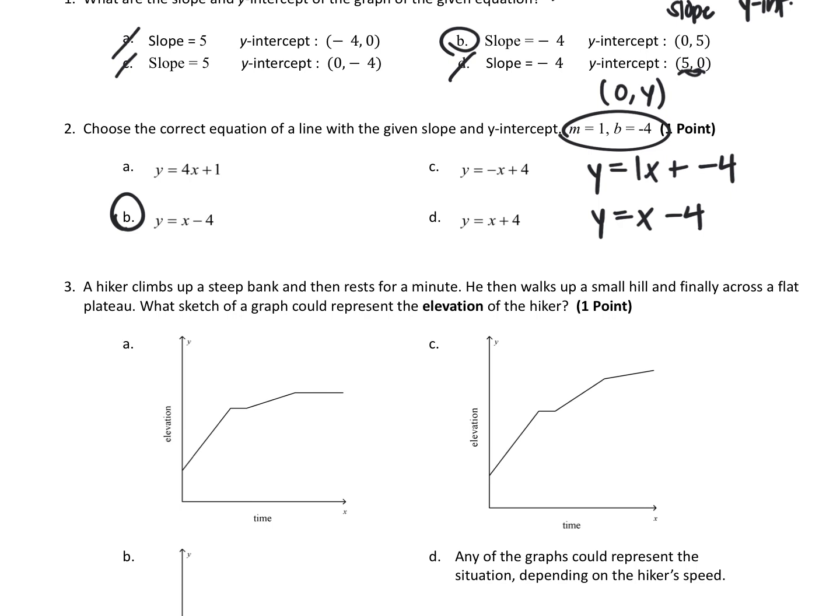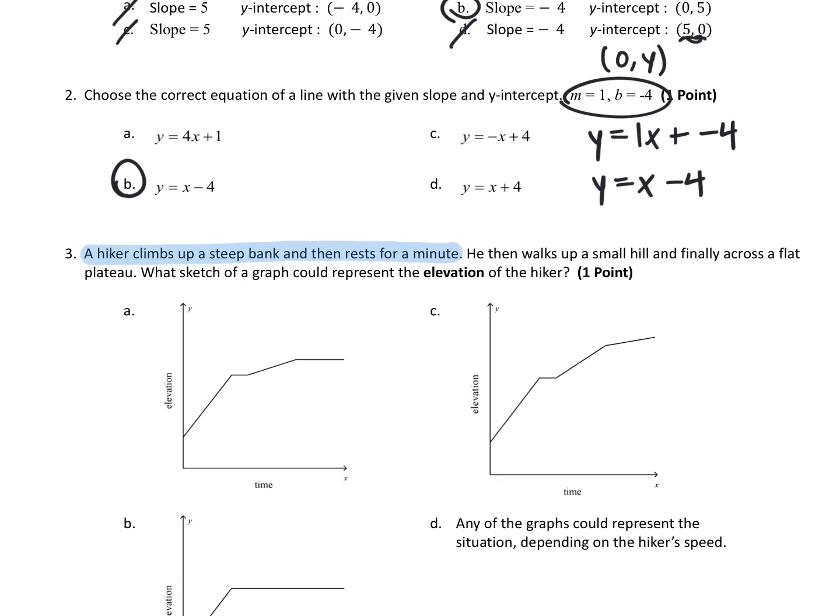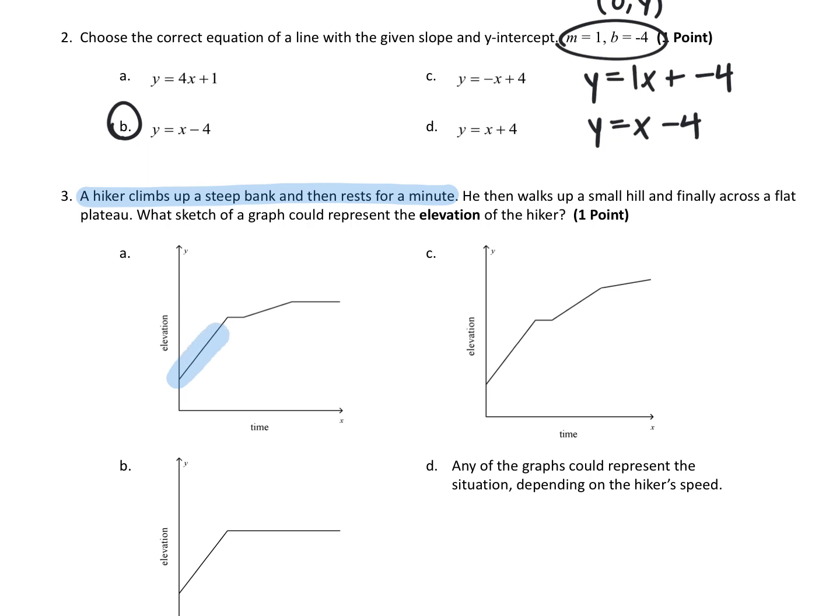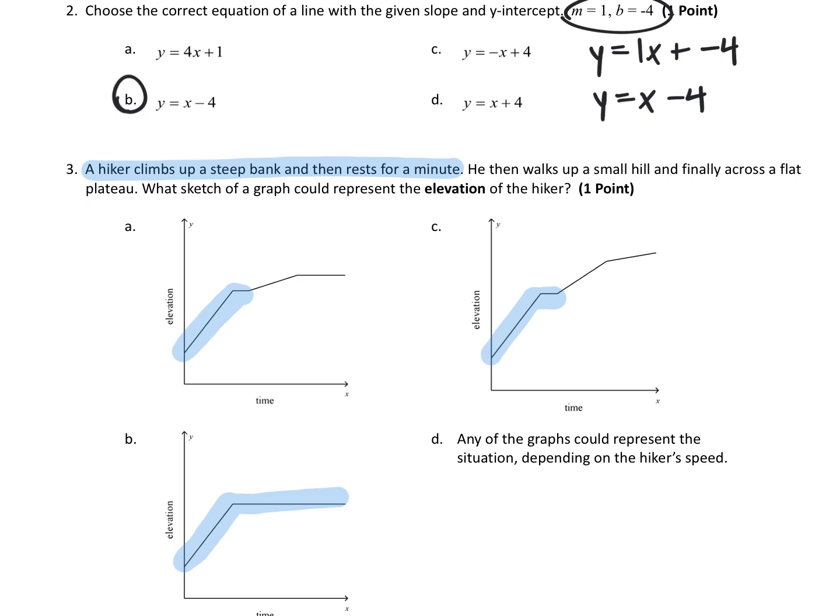Number 3, a hiker climbs up a steep bank and then rests for a minute. So if we look here at this point, it looks like almost all of these are climbing up a steep bank and then resting. Letter B, however, is resting for a really long time, not for a minute. So I'm going to guess that letter B is probably not correct. So I'm going to cross that one out.